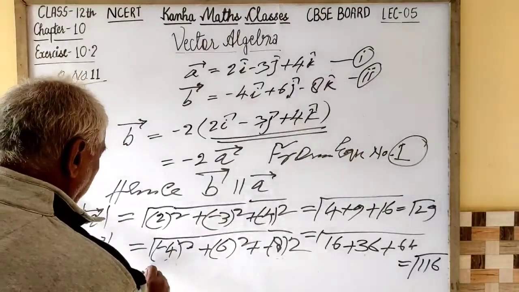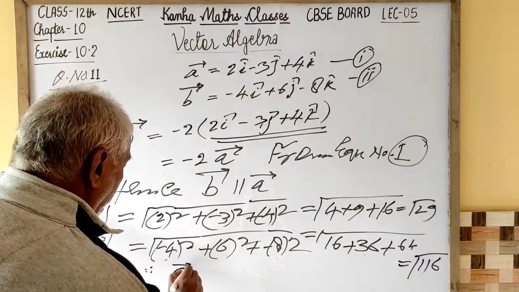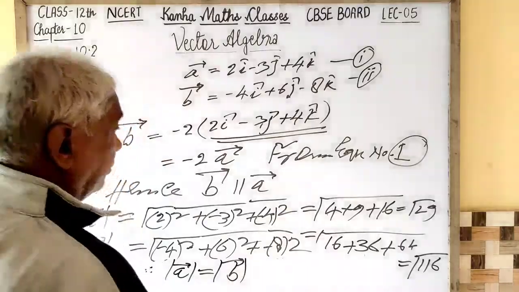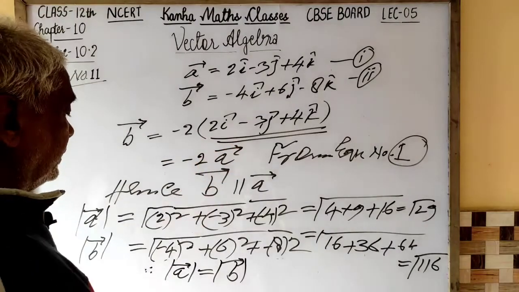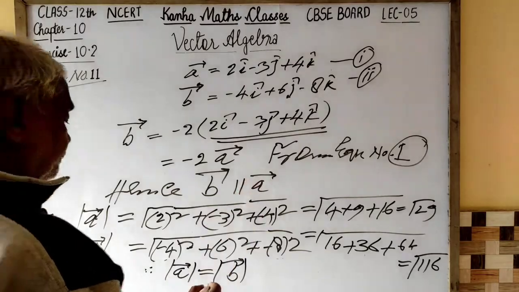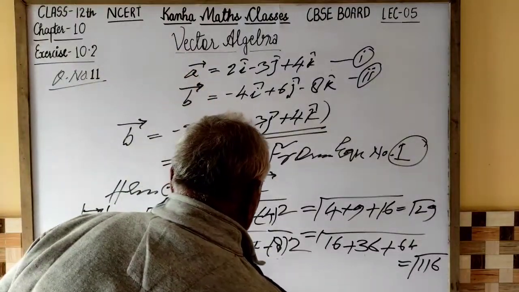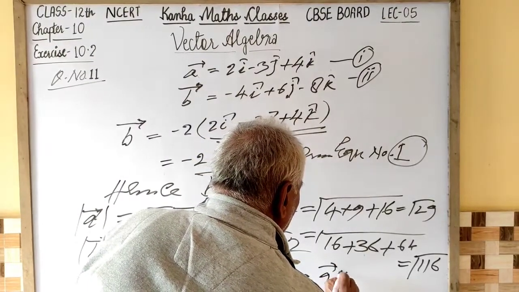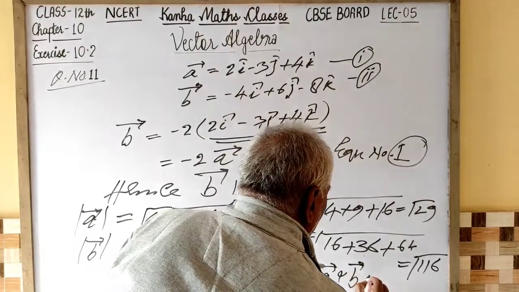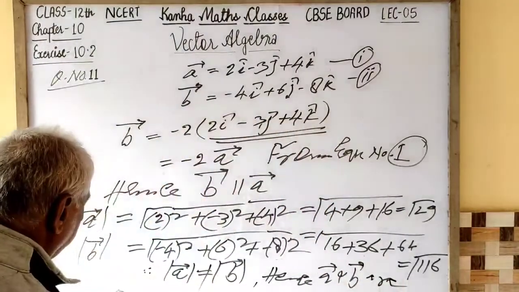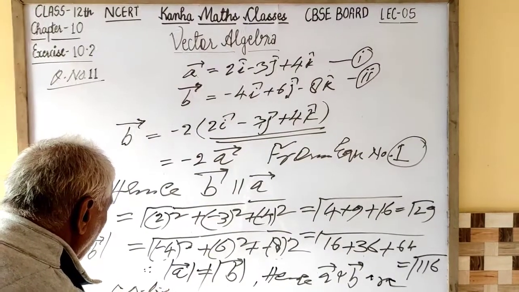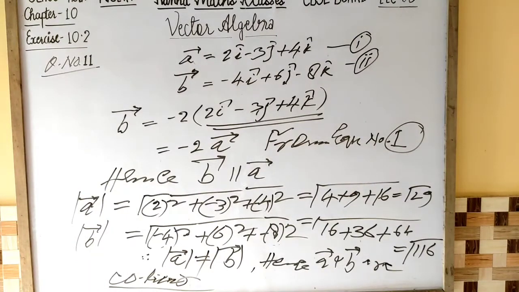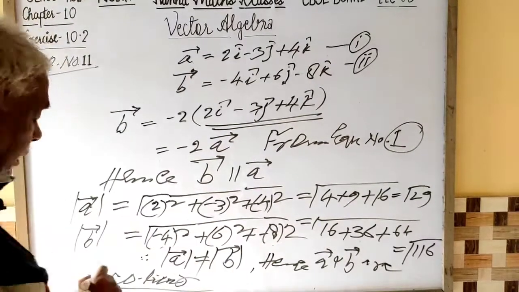Hence, from the magnitude point of view, mod of vector A is not equal to mod of vector B, but they are both parallel. Hence the vectors A and B are collinear. They are parallel and different in magnitude, hence they are collinear vectors.